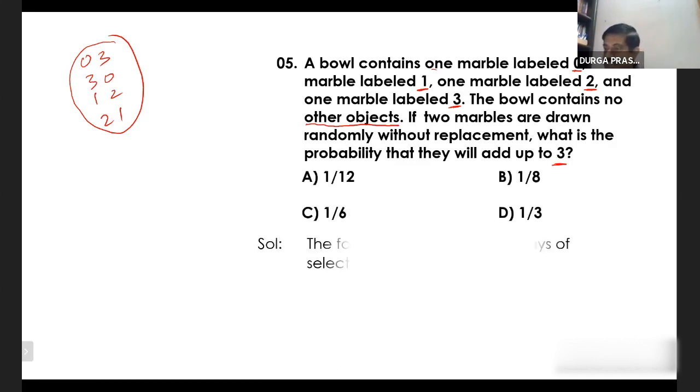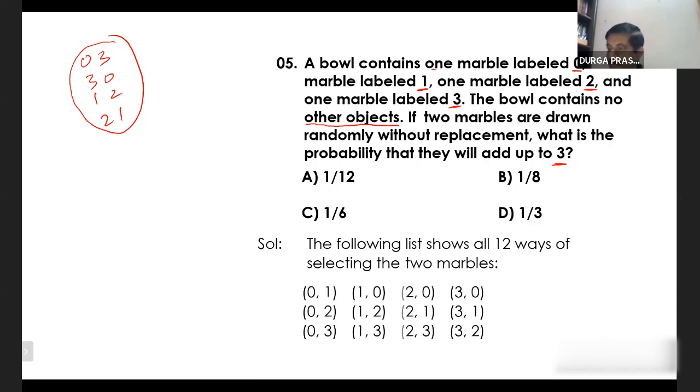So look at this. The total possibilities that are there in this is this.